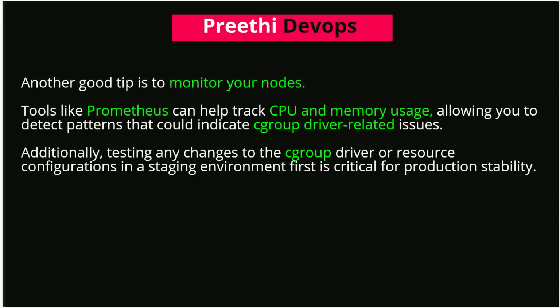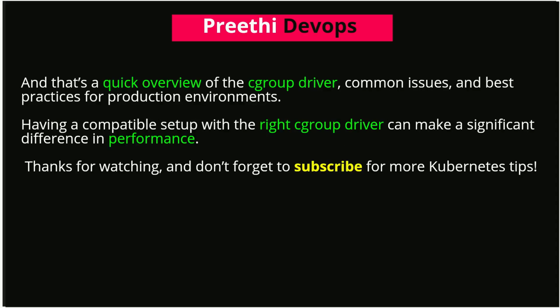Another good tip is to monitor your nodes. Tools like Prometheus can help track CPU and memory usage, allowing you to detect patterns that could indicate Cgroup driver-related issues. Additionally, testing any changes to the Cgroup driver or resource configurations in a staging environment first is critical for production stability. And that's a quick overview of the Cgroup driver, common issues, and best practices for production environments.